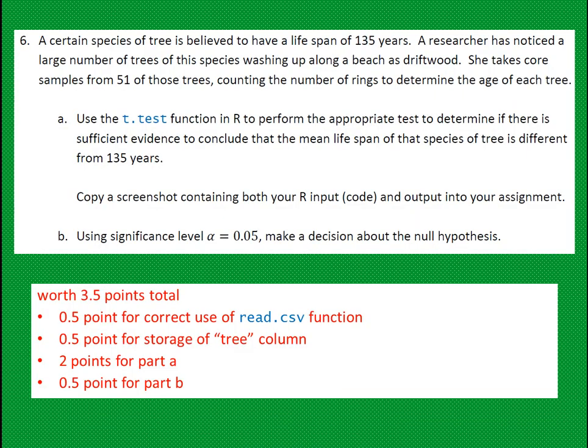Question 6 involves the tree data, so the second column of that CSV file, where what we have here is that certain species of trees believed to have a lifespan of 135 years, and then we want to see if there's evidence based on that sample data that the 135 is incorrect and that it should be something else. So there's a sample of size 51, meaning that the CSV file should probably go down to row 52, considering that there's a header.